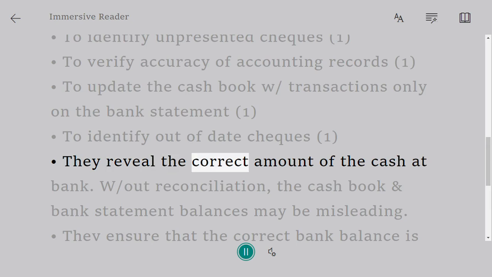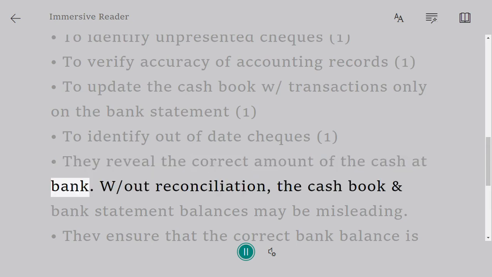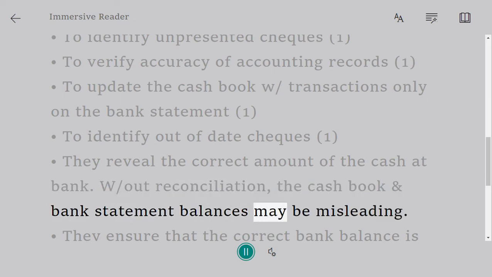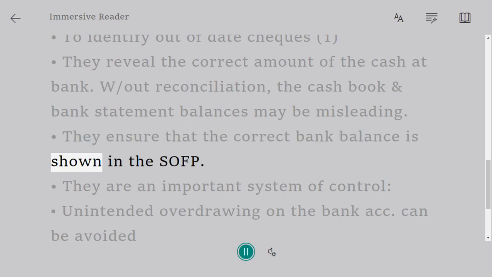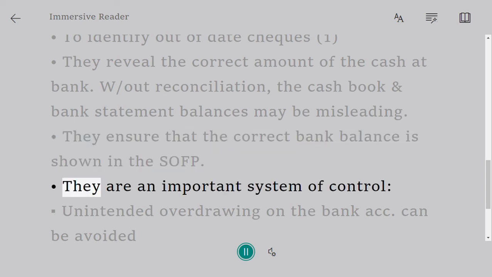They reveal the correct amount of the cash at bank. Without reconciliation, the cash book and bank statement balances may be misleading. They ensure that the correct bank balance is shown in the SOFP. They are an important system of control.